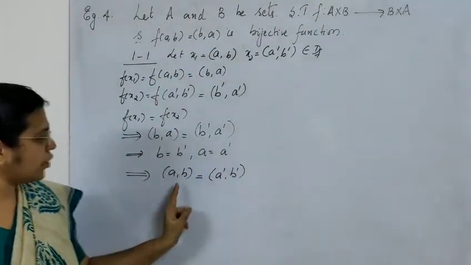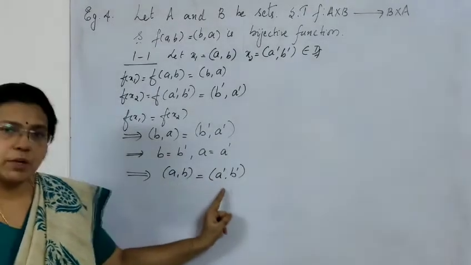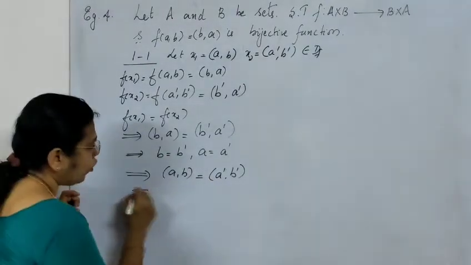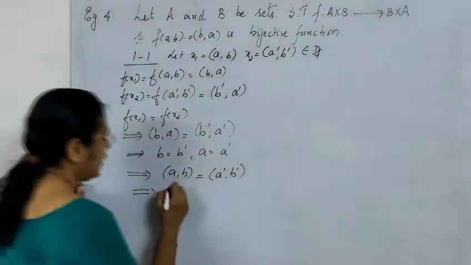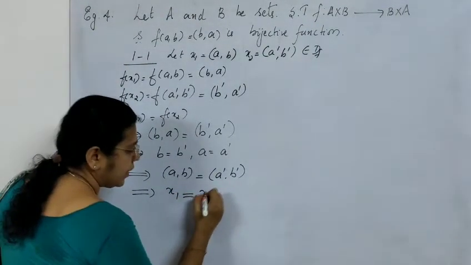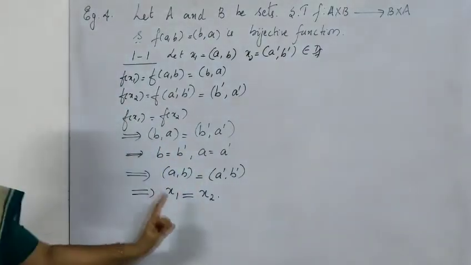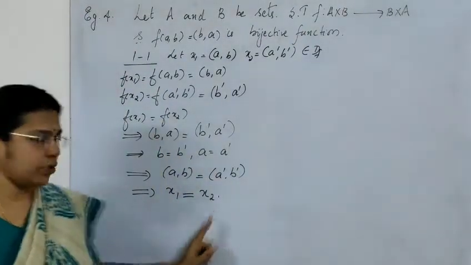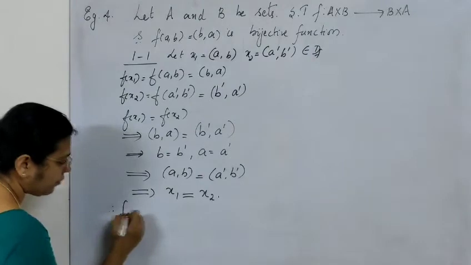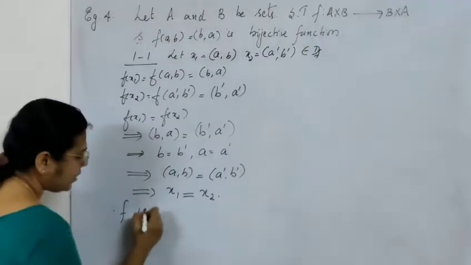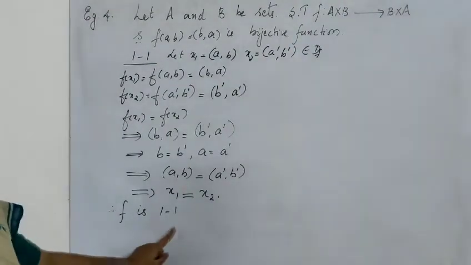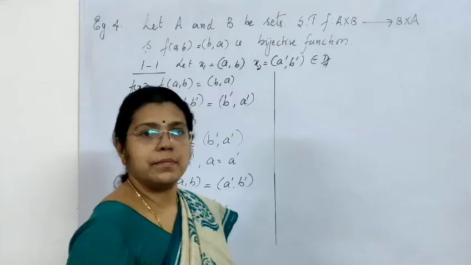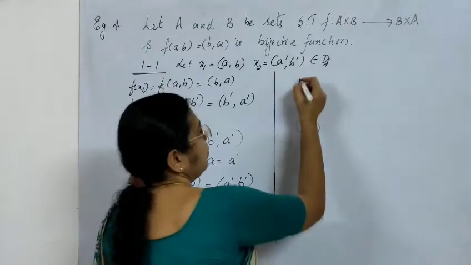From this condition I have arrived here: (a, b) is equal to (a', b'). Now, what is this ordered pair (a, b)? It is the same as x1. This is x1 equals x2. I have arrived at x1 equals x2. Therefore, what is the function f? f is one-one. I conclude f is one-one. Am I clear?